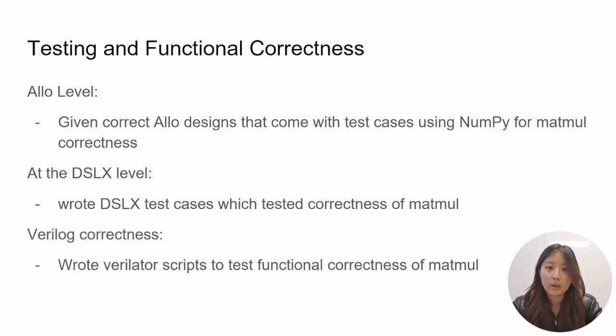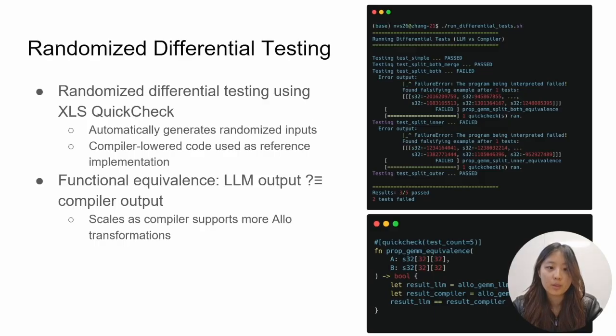So now I'll be talking about the testing and evaluation workflow. We utilize multiple forms of verification, randomized differential testing, and value testing at each level in the abstraction. For randomized differential testing, instead of writing expected outputs by hand, we treat the compiler-generated implementation as reference and use XLS's quick check system to automatically generate randomized inputs and compare the LLM-generated code against the compiler version. The nice thing about this approach is that it's fully automated and highly scalable.